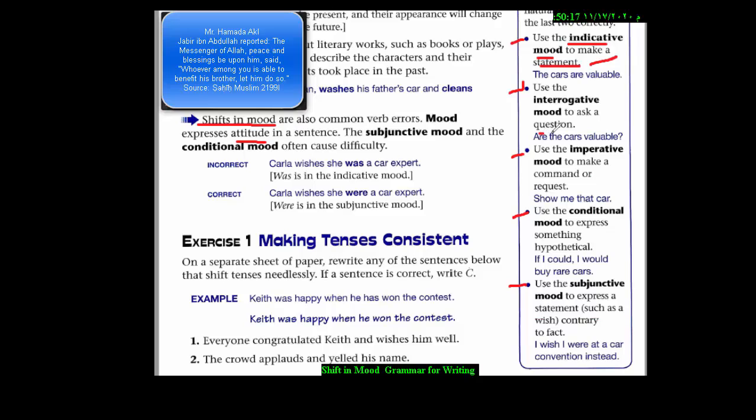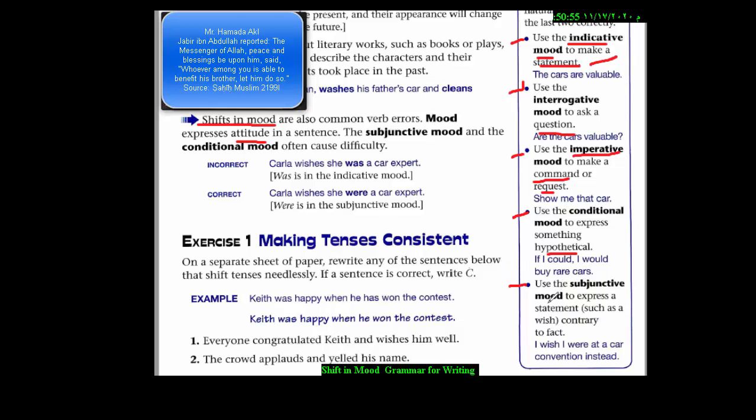Interrogative mood is when you ask a question. Imperative mood is when you give a command or a request. Give me that, help me. That is imperative mood. Conditional mood is used to express something that is hypothetical. What's hypothetical? Suppose. If this happens, this will happen. If I have money, I will buy a car. So if the first thing happens, the other thing will happen. That is a hypothetical sentence.